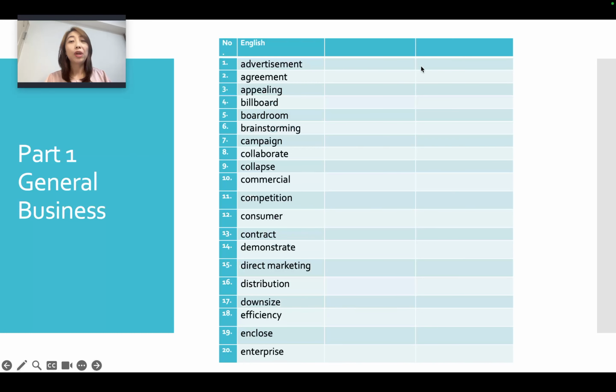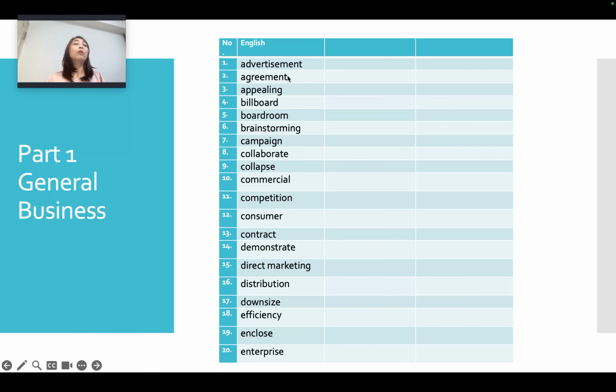We have different kinds of advertisement, like a flyer, F-L-Y-E-R, flyer, 广告传单. Or we can say a web banner. 你在看网页的时候会有横幅的广告, web banner, W-E-B B-A-N-N-E-R.